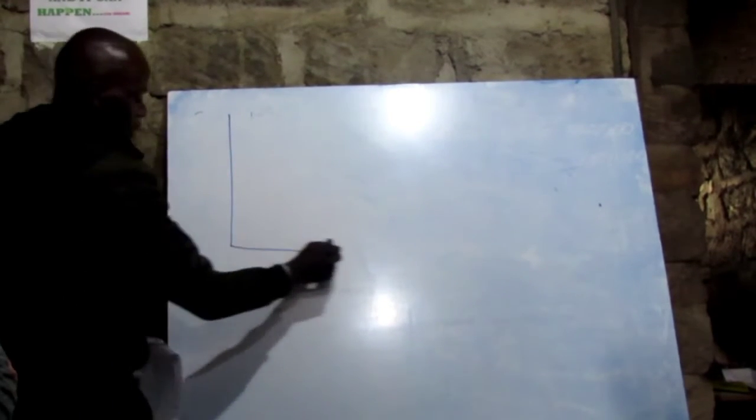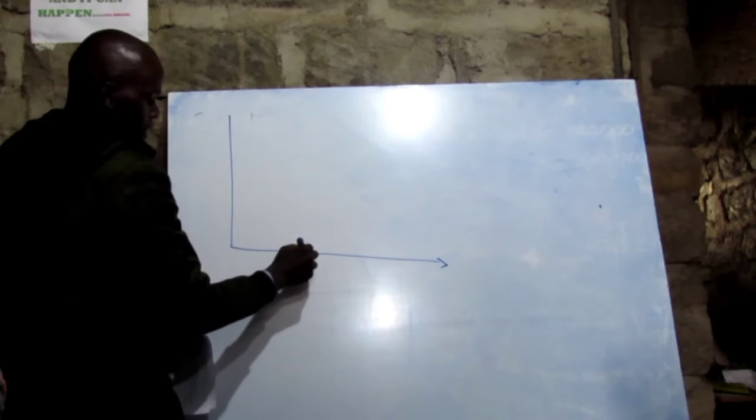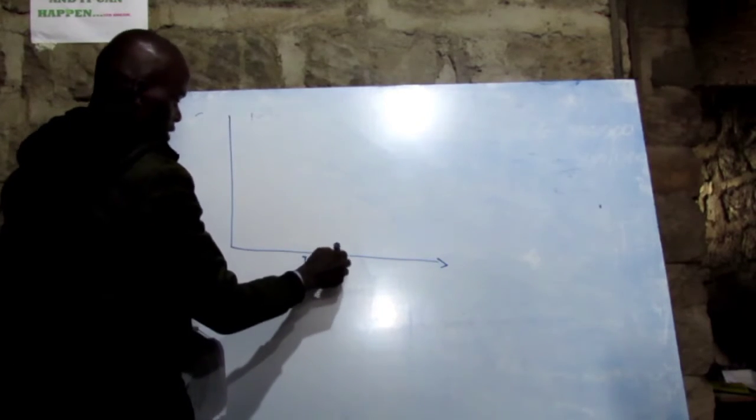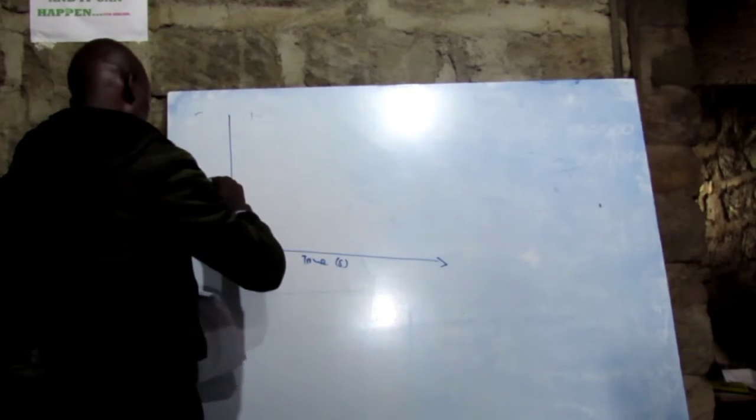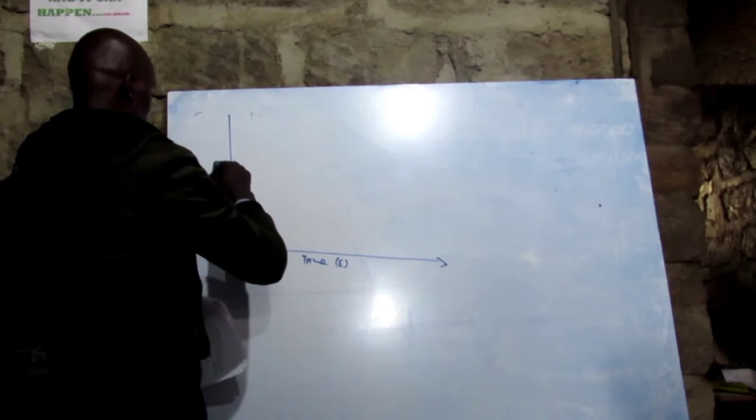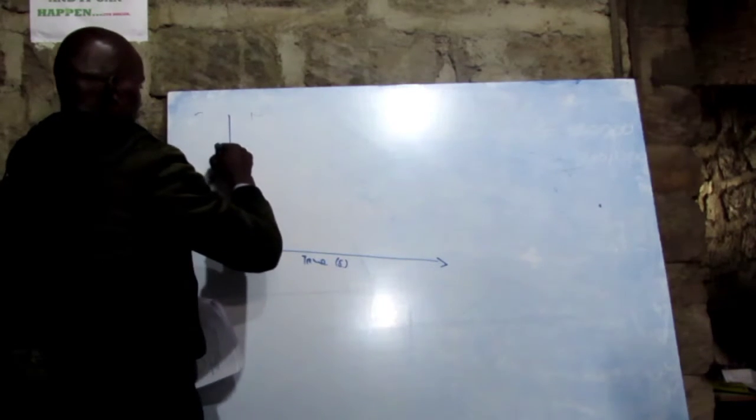A particle moving at 20 meters per second accelerates to 30 meters per second in 5 seconds. So you start from here. So we have what? We are going to have, this is time. Time in what? In seconds. Now this is velocity. This is velocity in meters per second.